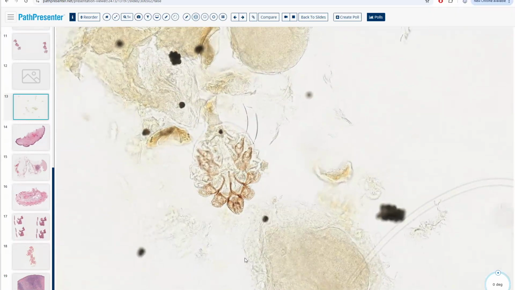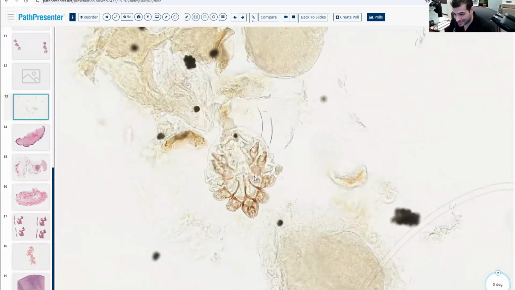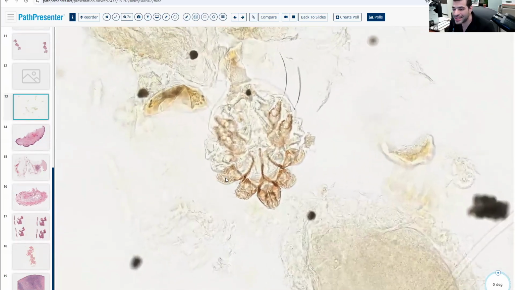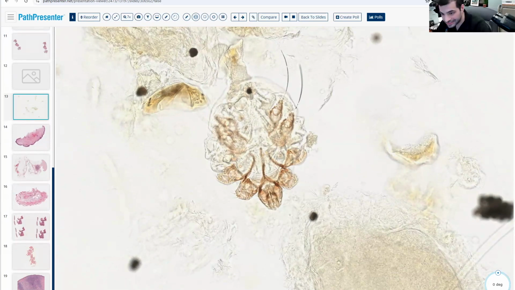Tinea capitis? Tinea capitis. Or no, sorry, not that. Pediculosis capitis, my bad. Well, how many legs does it have? Looks like it has 8. Yeah. Well, 8 legs. Hold on. 1, 2, 3, 4, 5, 6, 7, 8. Okay, 8 legs. What has 8 legs?